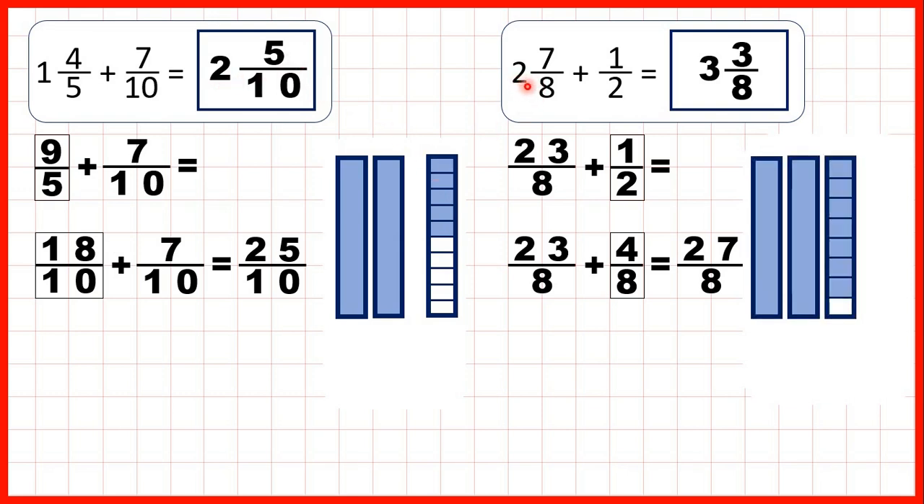Then we had 2 7/8, and we were adding 1/2. 2 7/8 is the same as 23/8, and 1/2 is the same as 4/8. So when we put that together, we get 27/8, but we turned that back into a mixed number by dividing 27 by 8. That's 3 remainder 3, so our answer is 3 3/8.